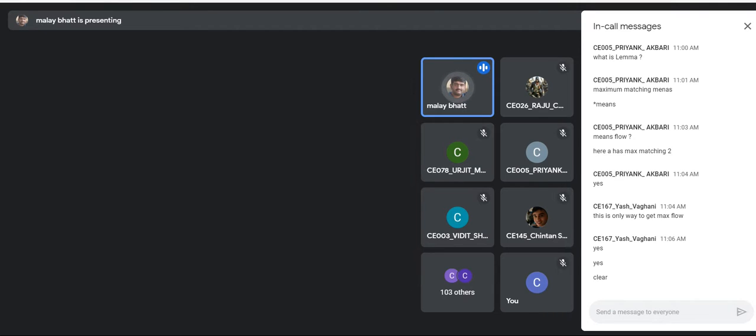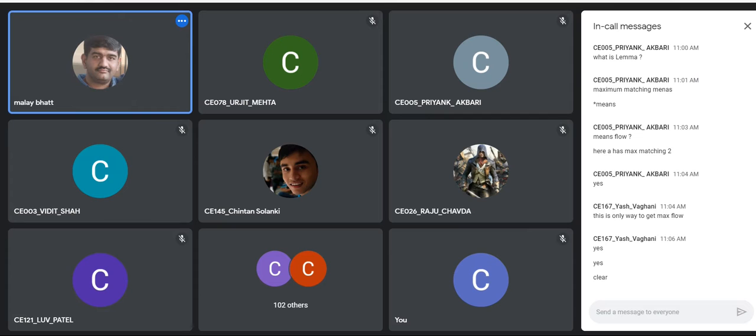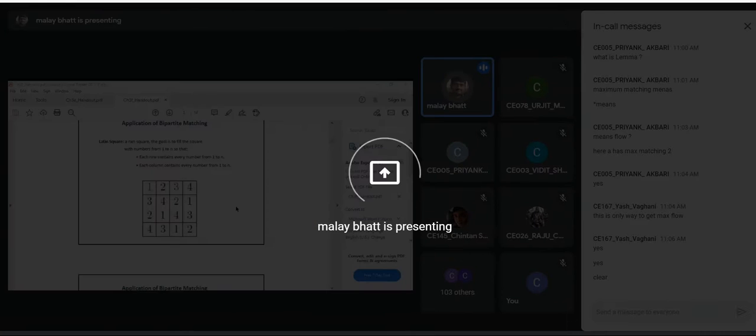Okay, so I am sharing another screen with you now. We have more applications. This is one more application of, we can say, a Ford-Fulkerson network.